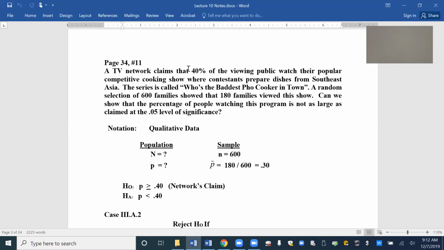So here we go. What do we know? We don't know anything about the population. It's certainly qualitative data.